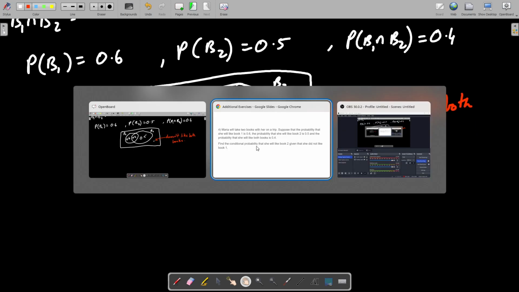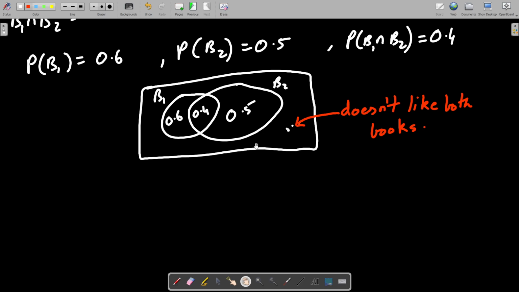Okay, so what have they told us to find? Find the conditional probability that she will like book 2 given that she does not like book 1. Okay, they want us to find the probability she likes book 2 given that she did not like book 1.